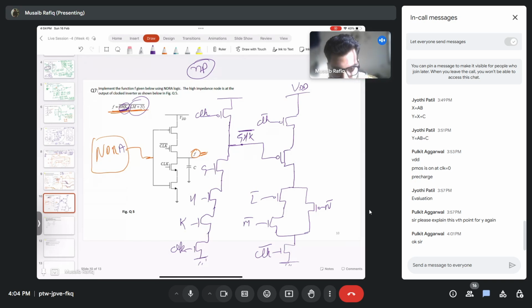Now I need to take the output. So in this, let me just show it like this. Here I need to take the output. Where should I take my output? Here I'll take the output, and then it will go as input to this.